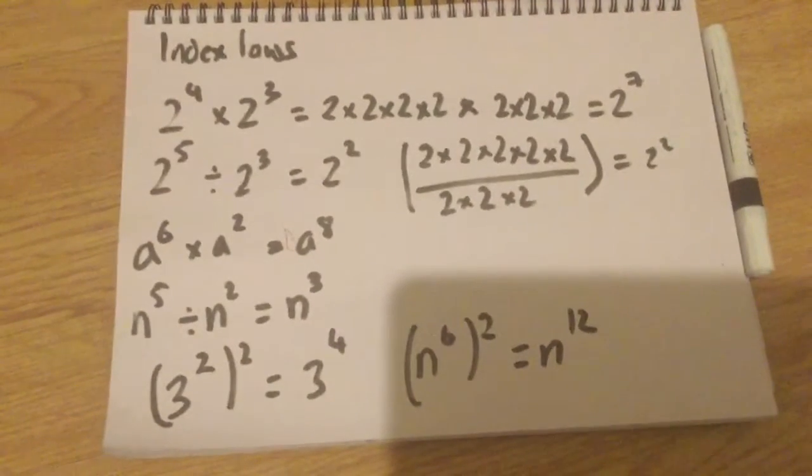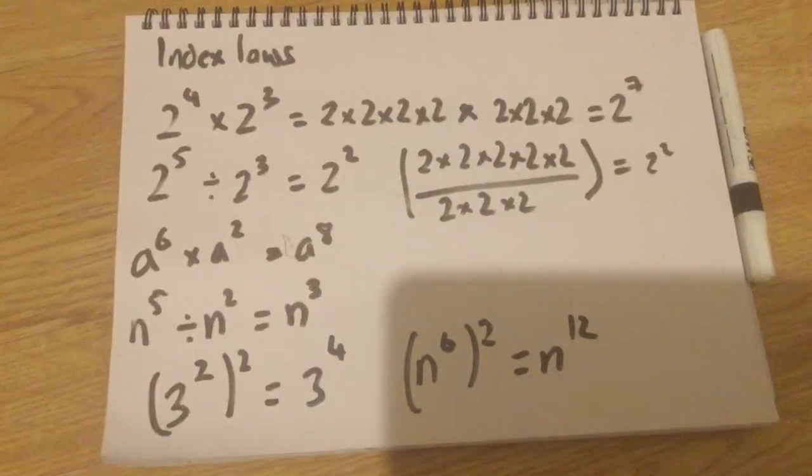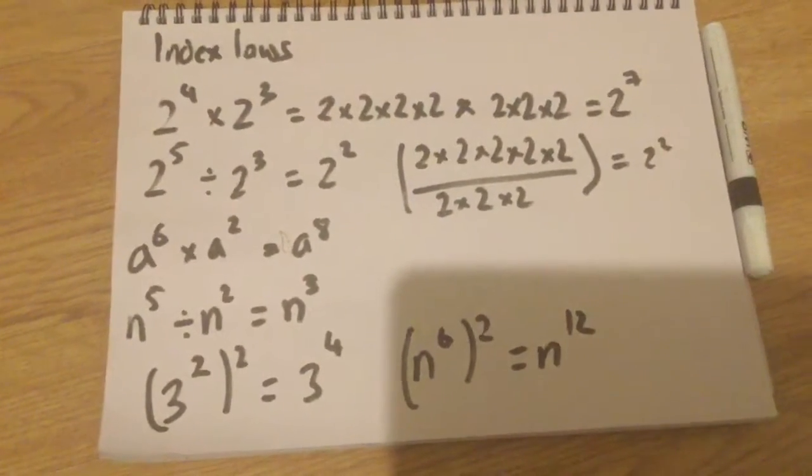It works for letters the same way. a to the 6 times a to the 2 is a to the 8. n to the 5 divided by n to the 2 is n to the 3.